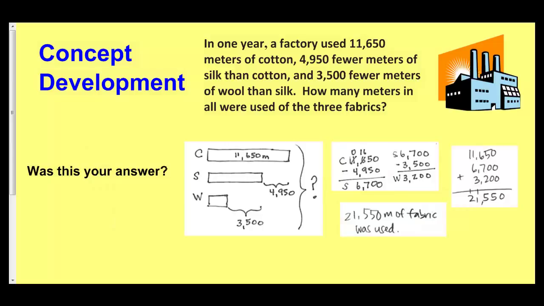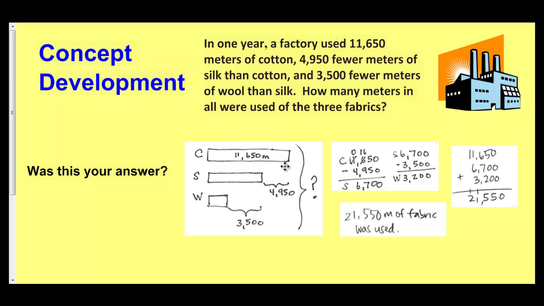Take a look at this diagram. First of all, I drew three separate tape diagrams. You can see that C represents the amount of cotton, S represents the amount of silk, and W represents the amount of wool. The cotton was the only number that I knew exactly, so I put 11,650 meters of cotton inside. I knew that there were 4,950 fewer meters of silk than cotton, and 3,500 fewer meters of wool than silk.